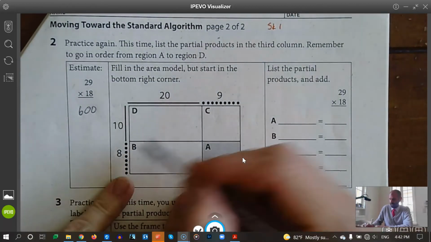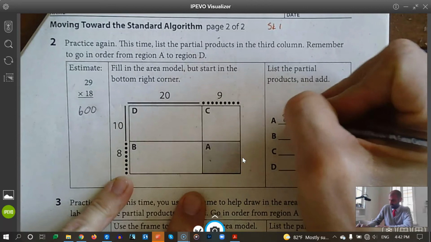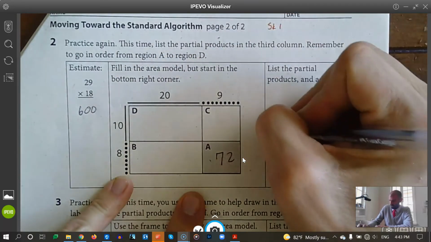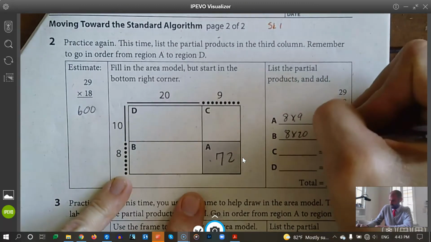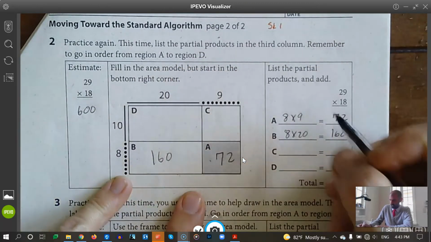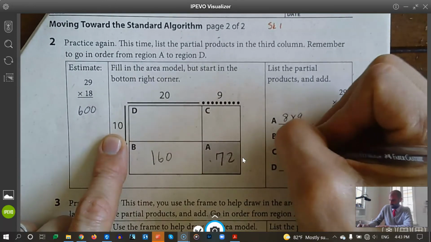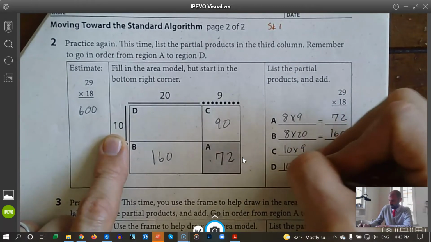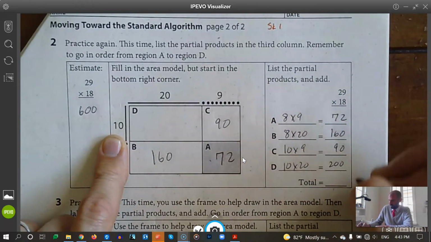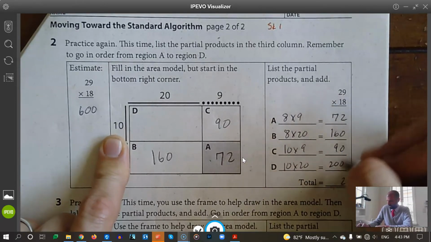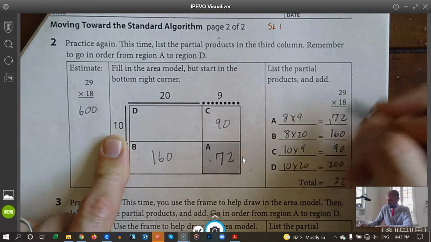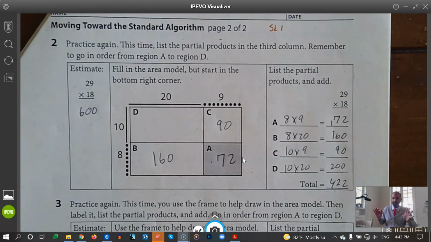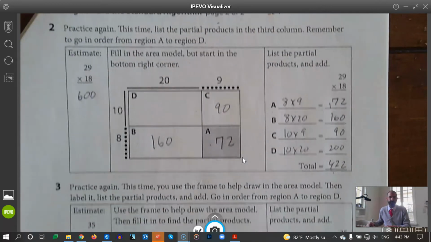Again, starting with A, 8 times 9 is 72. Now 8 times 20 equals 160. Now we're at 10 times 9 equals 90. And 10 times 20, 200. 2 plus 0 is 2. 7 plus 6 is 13 plus 9 is 22. 1 plus 1 is 2 plus 2 is 4. 422. That's close enough to 600. I feel like I did okay. I may have done something wrong.